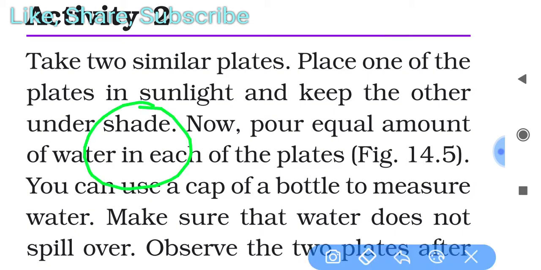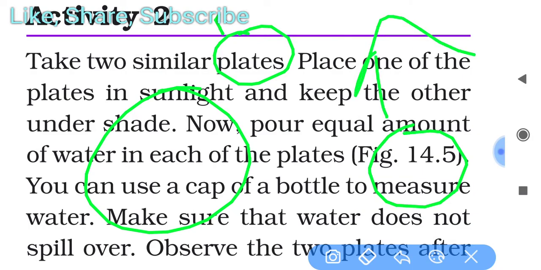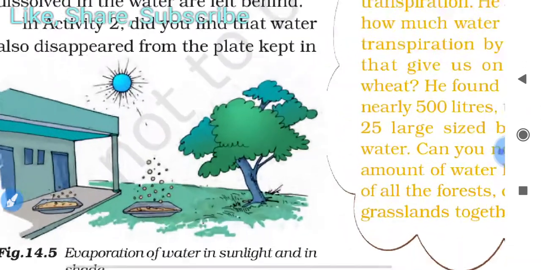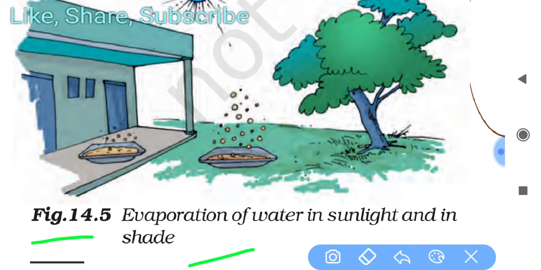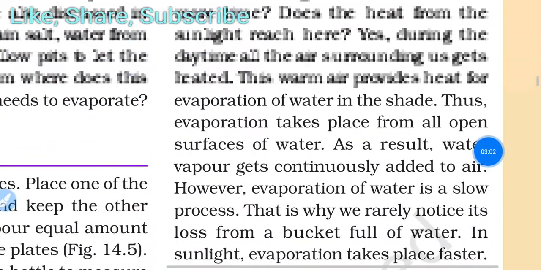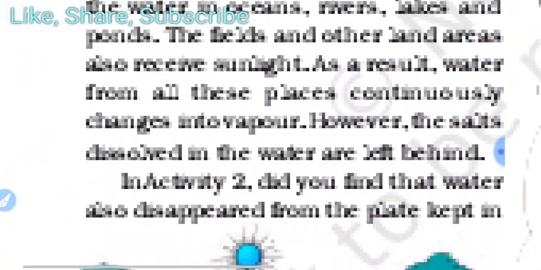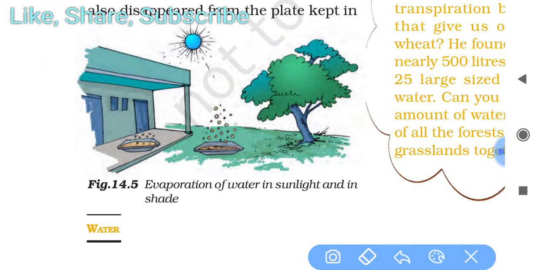So you have to take two plates. Suppose these are two plates in which there is water. Equal amount of water you have to fill. One you have to put in direct sunlight where the sun is, and the other should be in shade under a tree. The figure is also given in 14.5. You can see it like this. This activity you have to do. One plate with water directly in the sunlight and the other kept inside. You can easily understand this from the figure in your book: we take two plates with equal amount of water, and put one in direct sunlight and one in shade, like inside the room or under a tree.